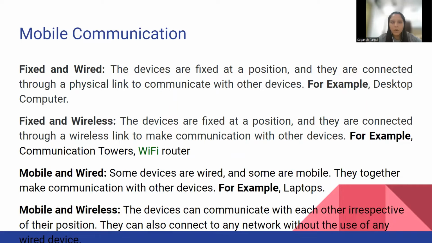The next possible mode of communication is mobile and wireless. In this type of communication, the devices can communicate with each other irrespective of their position, and they can also connect to each other without using any kind of wired device. For example, we have mobile phones with us in today's scenario, and we also have tablets. All these devices can perform computation, collect data, and transmit data and make the communication possible between the two devices with the help of a wireless link.